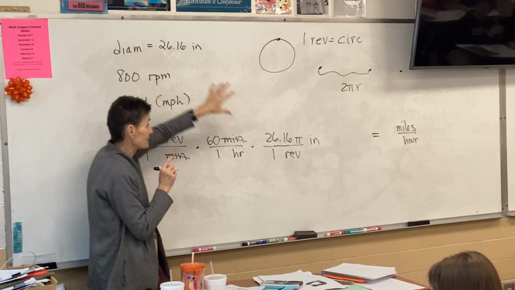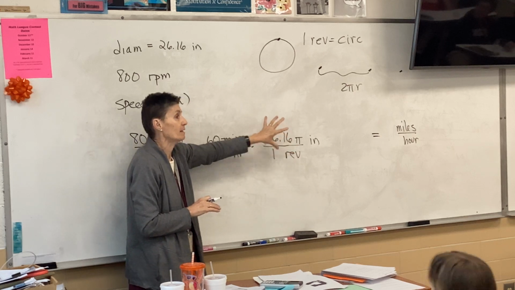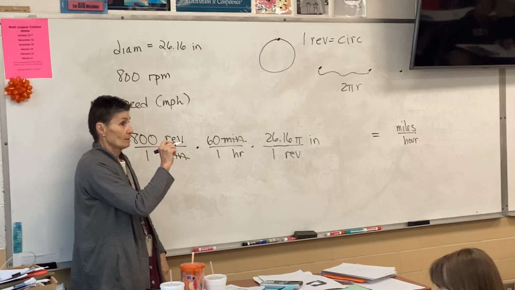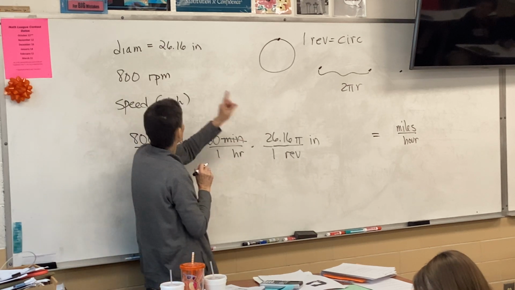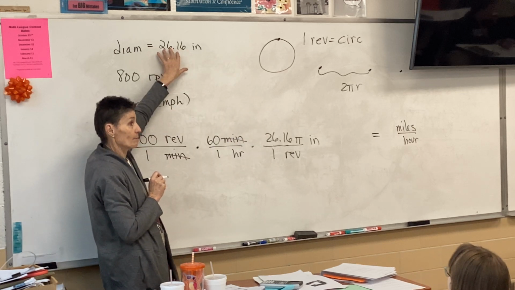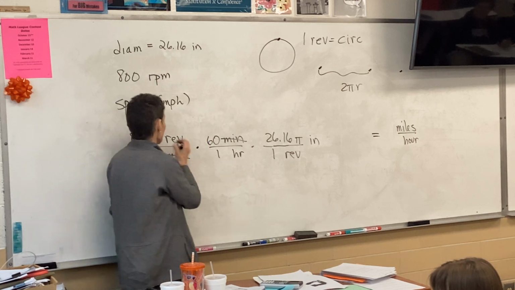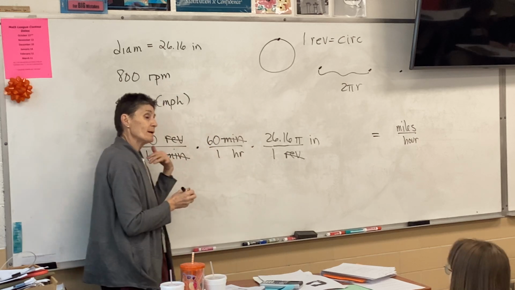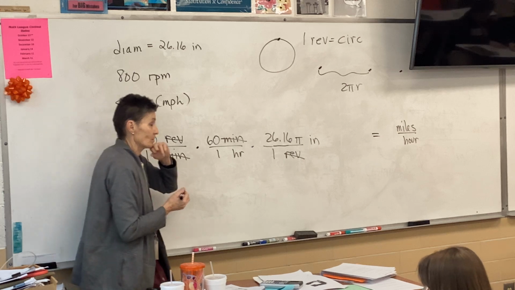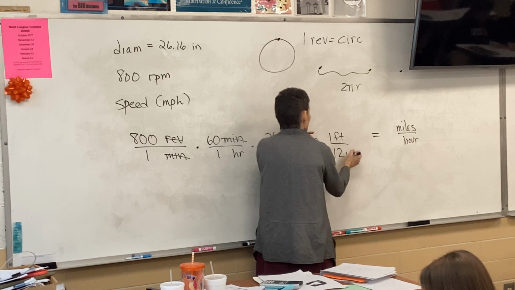Okay, so this is the key right here. This is the part we always, if we miss it, this is where we miss it. A revolution is a circumference. And circumference is 2 pi r, and 2r is the diameter, right? So circumference is 2 pi r. Okay, so now the revolutions are gone. And what do I need to do now? It's easy. I need to get from inches to miles. So I know that 1 foot is 12 inches.